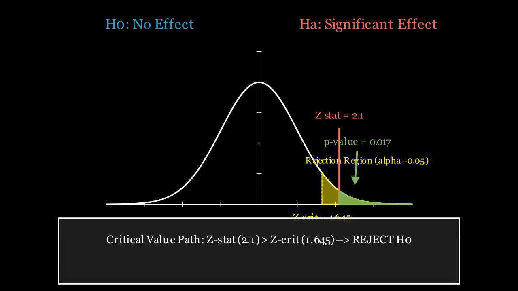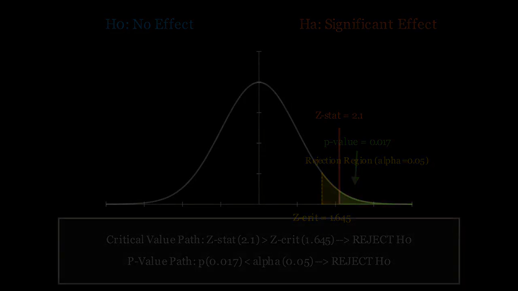How do these two roads meet? It's a matter of comparison. In the critical value world, we compare a score to a score. Is our z-statistic greater than the z-critical? In the p-value world, we compare a probability to a probability. Is our p-value less than alpha? Mathematically, if your test statistic is further out than the critical value, your p-value will automatically be smaller than alpha. Both methods will always yield the same decision, either reject H0 or fail to reject H0.